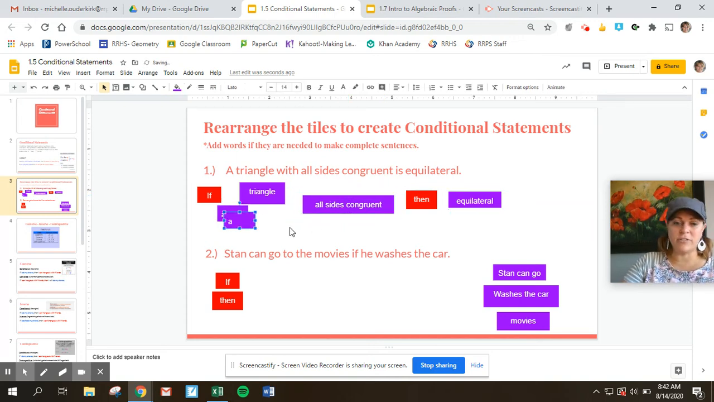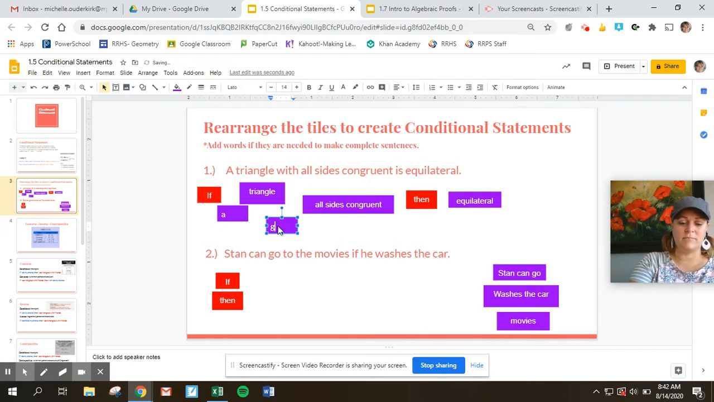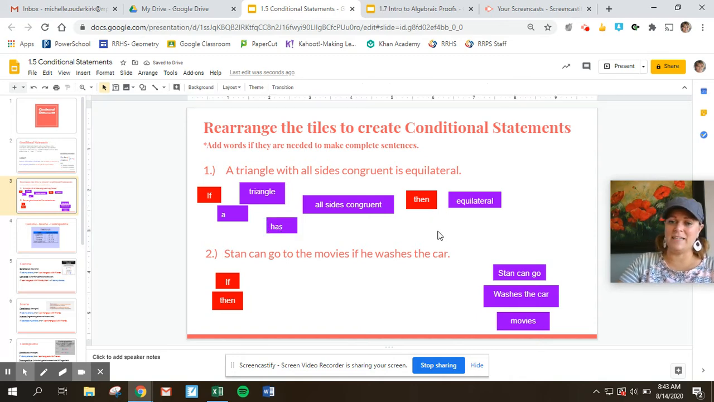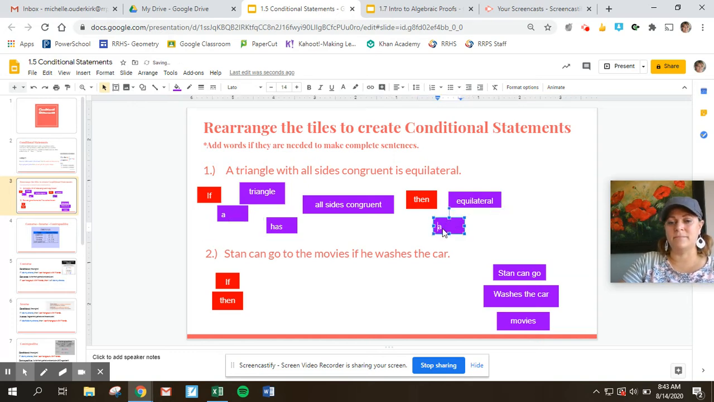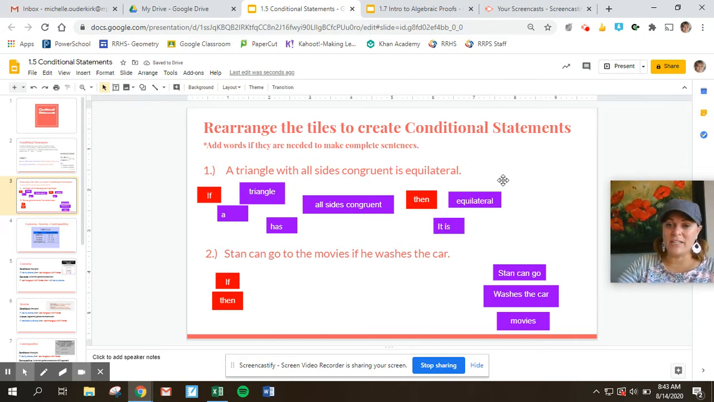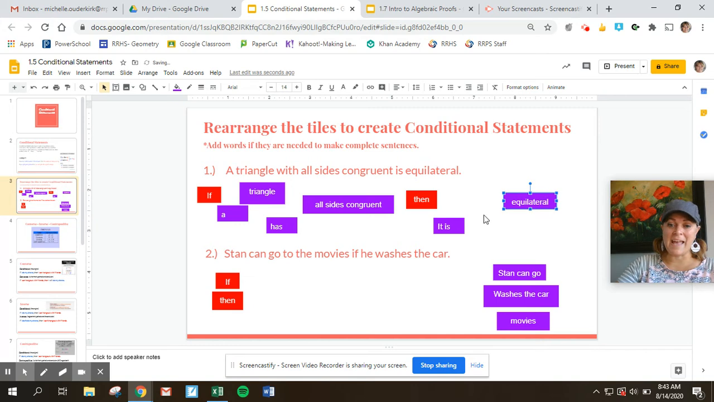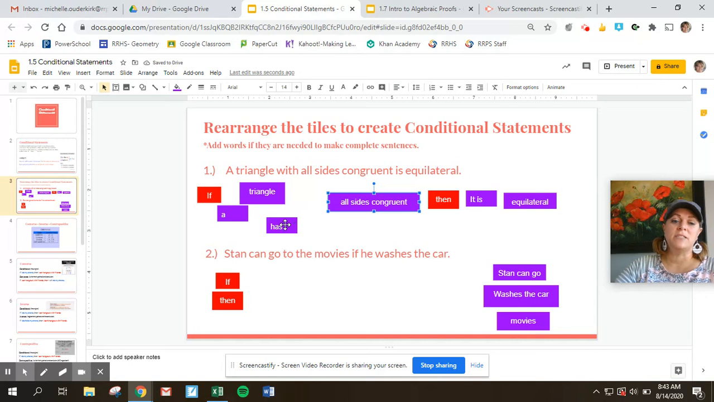And I'm not grading, or your teacher isn't grading how pretty this looks. You just need to know how to make it. So if a triangle has all sides congruent, then it is equilateral. Or you could say, then it is an equilateral triangle. Okay, that is a good conditional statement. So when you write this out by hand, of course, paper and pencil might be a little bit easier, but the computer interactive slides just allow you to get a little bit less writing, a little bit more involvement in the slide. So that's an example.